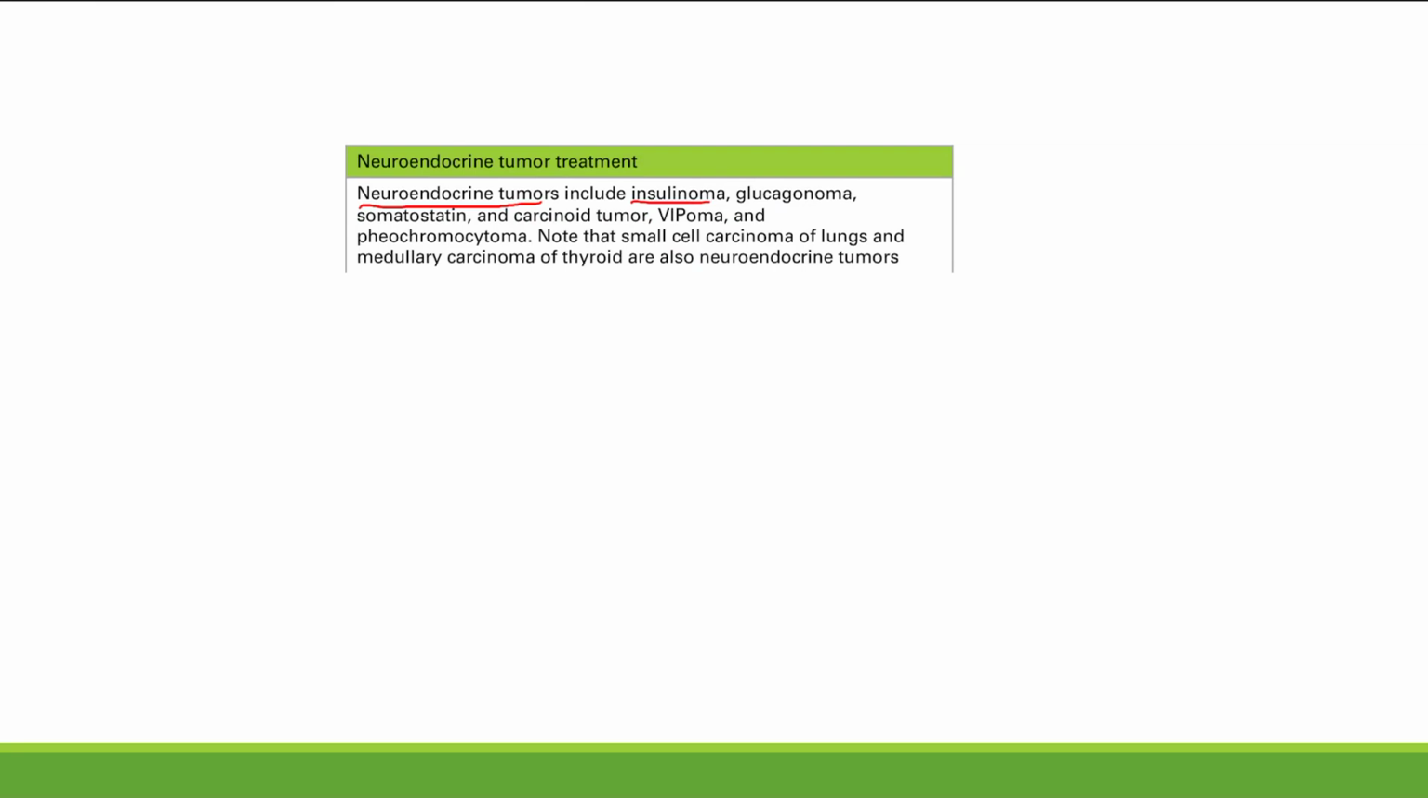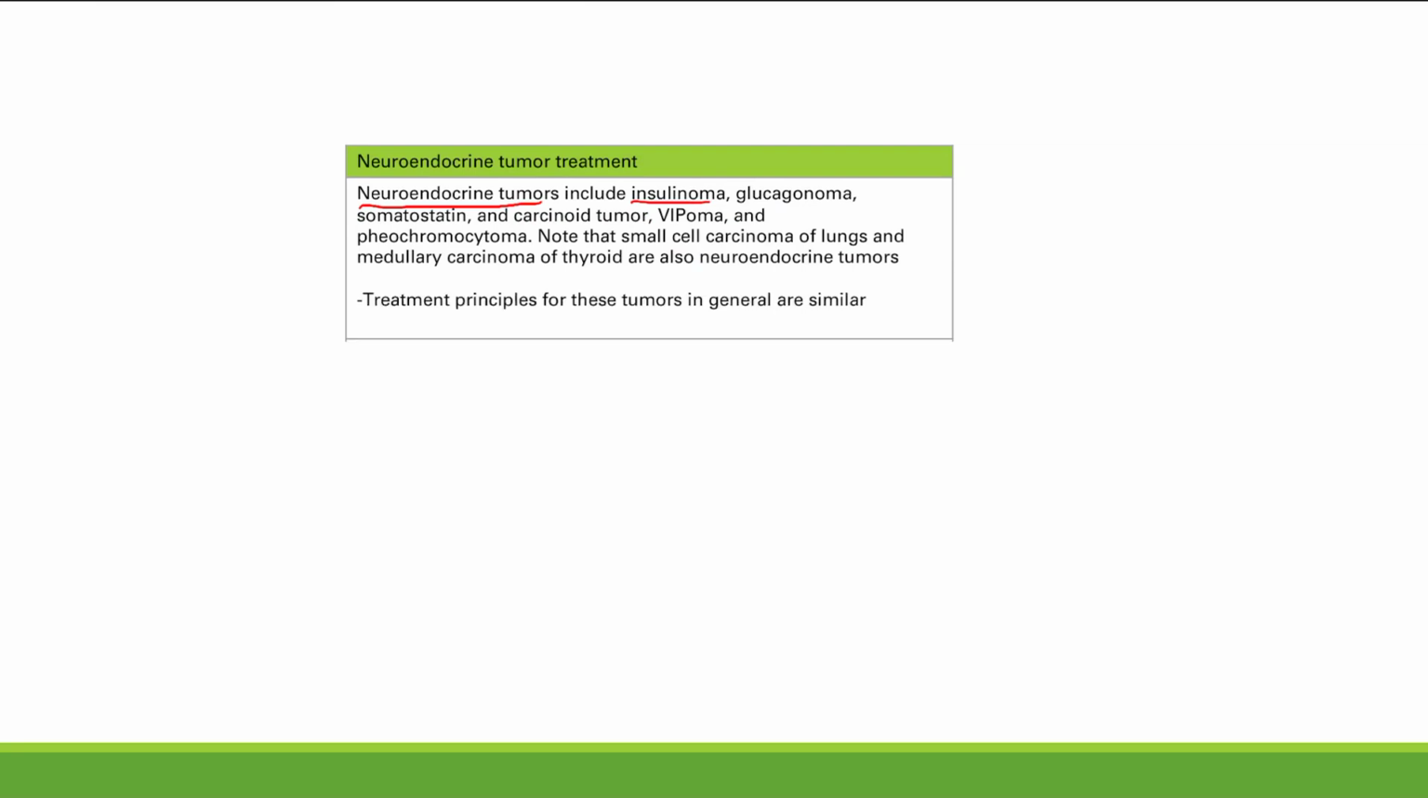Okay. I also want to note that stuff like small cell carcinoma of the lungs and medullary carcinoma of the thyroid are also neuroendocrine tumors. These are tumors that release hormones. Small cell carcinoma of the lungs releases ADH and ACTH. What does medullary carcinoma of the thyroid release? It releases calcitonin.